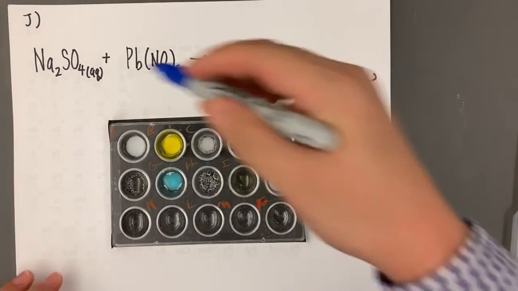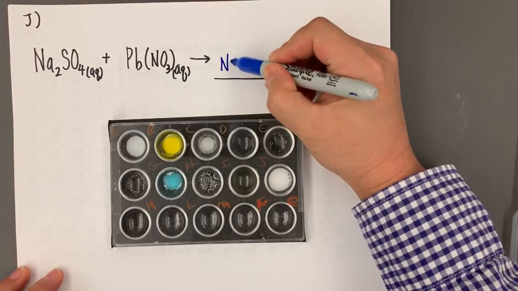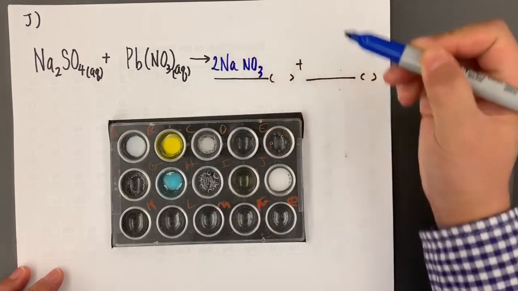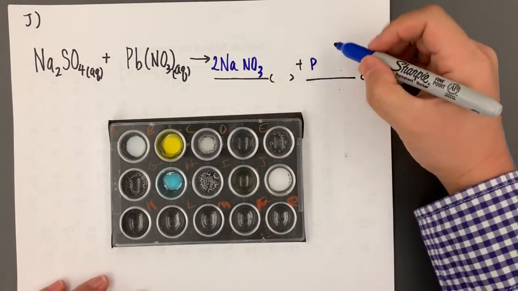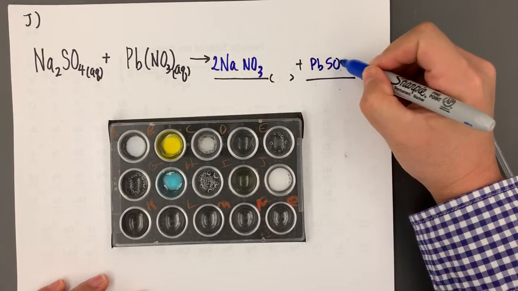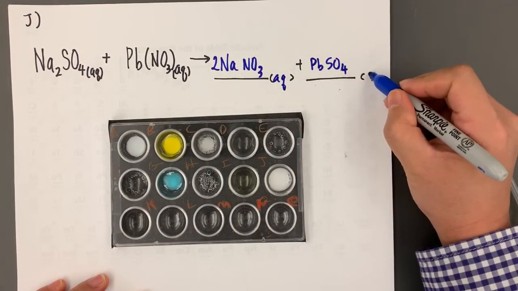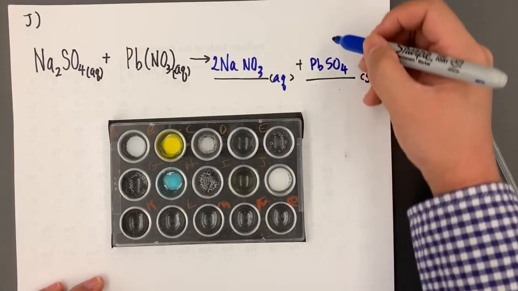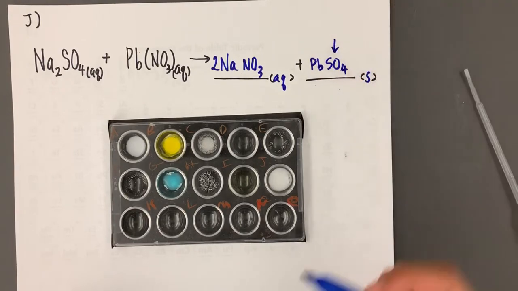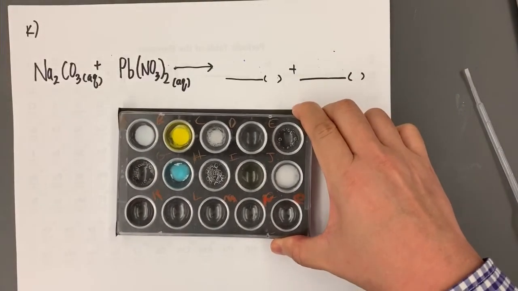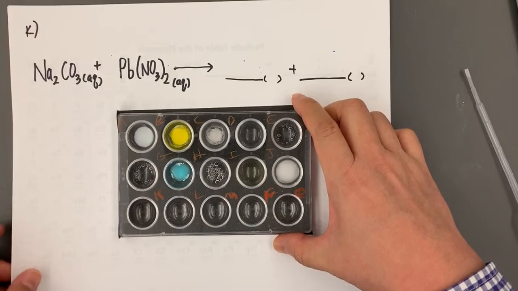Again, if you did the double displacement, you would get sodium nitrate, 2 of them, and you would get lead sulfate. Sodium nitrate is aqueous. The lead sulfate is what is solid. According to the solubility rules, sulfate is soluble except when paired up with lead. K is sodium carbonate.